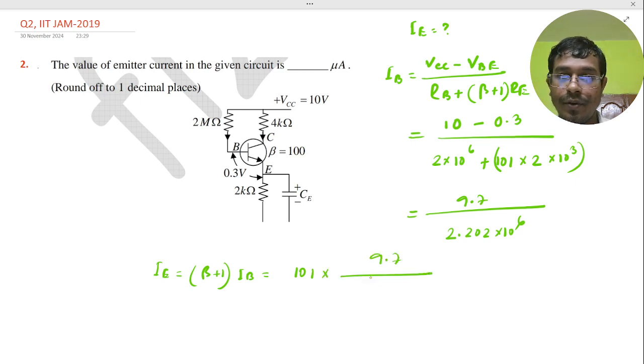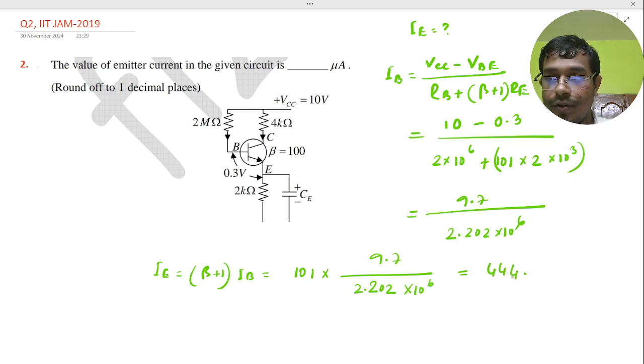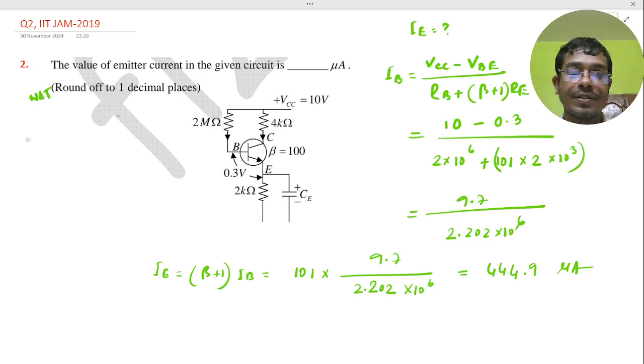So 101 into this value, 9.7 divided by 2.202 into 10 to the power 6. You just calculate it on your calculator, and you get 444, that is 4.9 microampere. So this is an IIT JAM NAT type question, 2 marks, and our value would be 4.9.